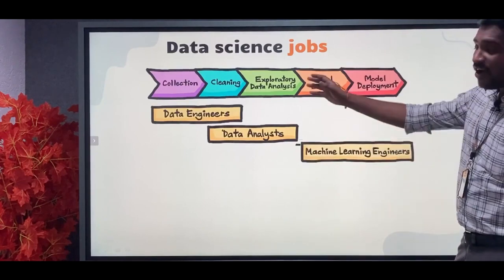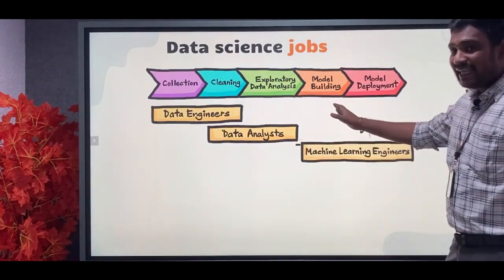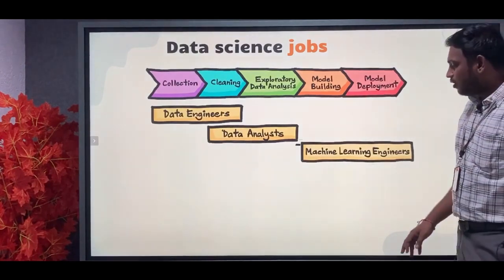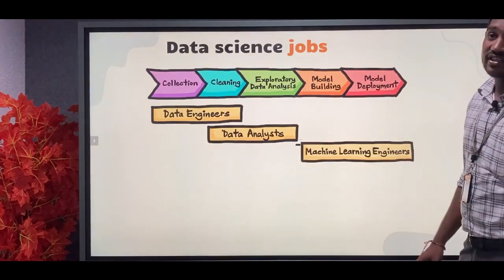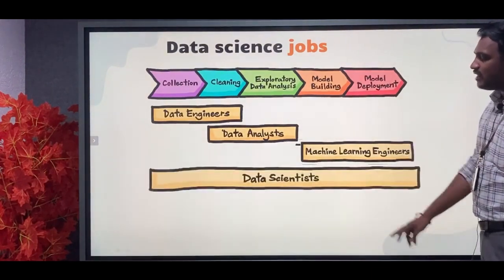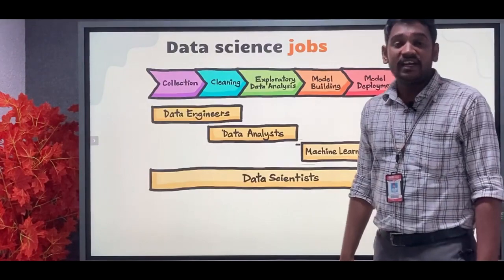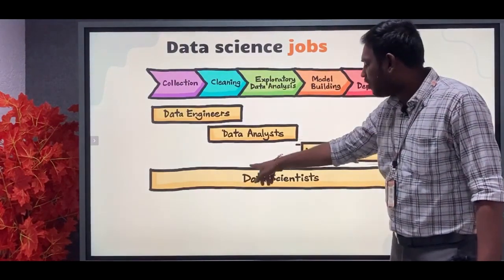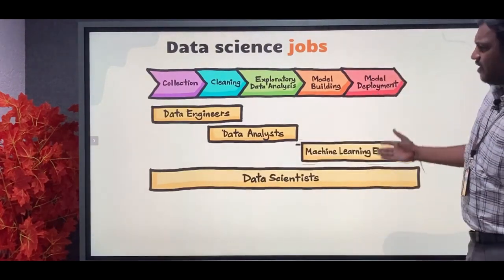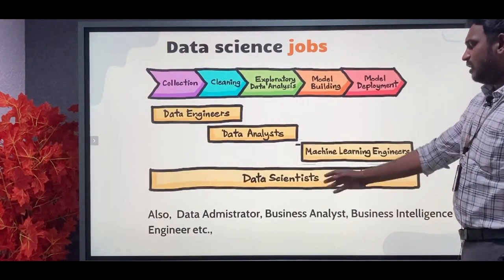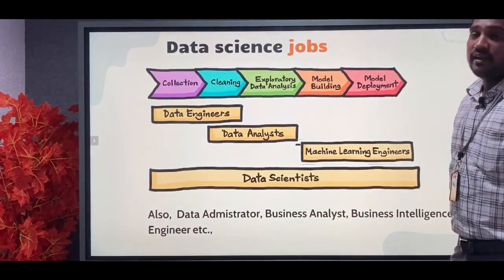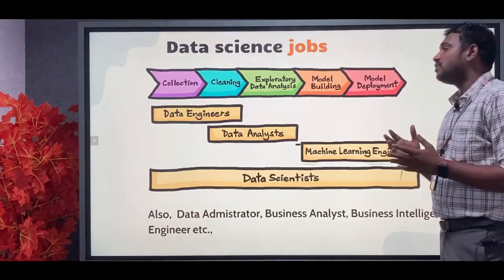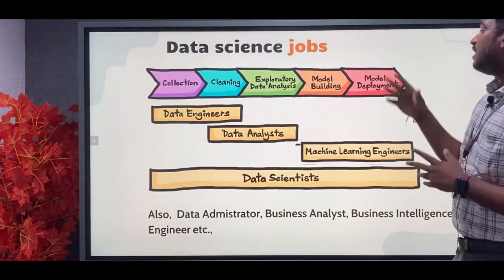If you have knowledge of model building using machine learning algorithms and the deployment process, you are called a machine learning engineer. When all of this comes together, you are called a data scientist. If you have knowledge in all these data science processes, you are called a data scientist. Along with these jobs, you may become a database administrator, business data analyst, or business intelligence engineer, etc. These are the jobs regarding data science.